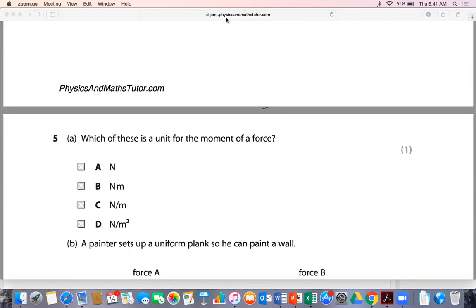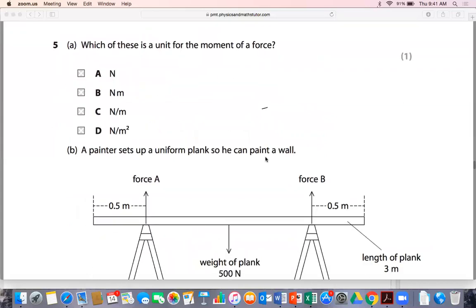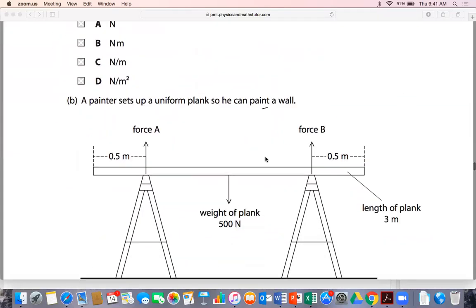Okay, let's continue before we take a quick break. Which of these is a unit of the moment of a force? B or A? B, yeah, B, Newton meter. B, because moment is force times perpendicular distance from pivot, so Newton times meter, Newton meter.